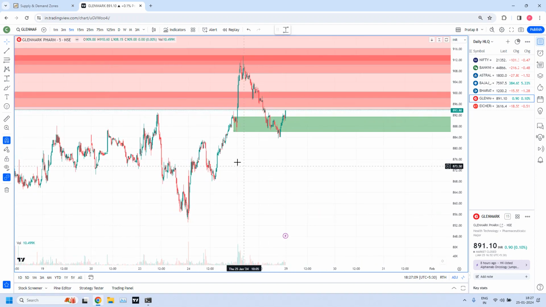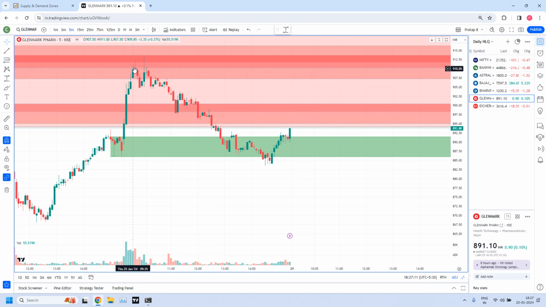See what happened today. Prices entered into this area. Again, see the digital line, and again came down. Now the next time it went, this time a little deeper inside. That means next time you cannot plan a trade in this. Because almost till the digital line, just maybe 1 rupee or 2 rupees before the digital line, there is a rejection.